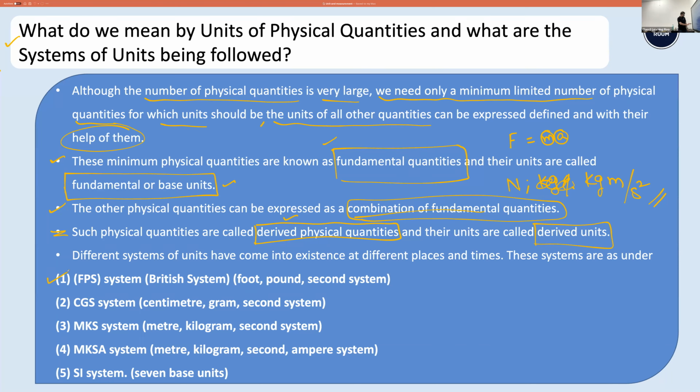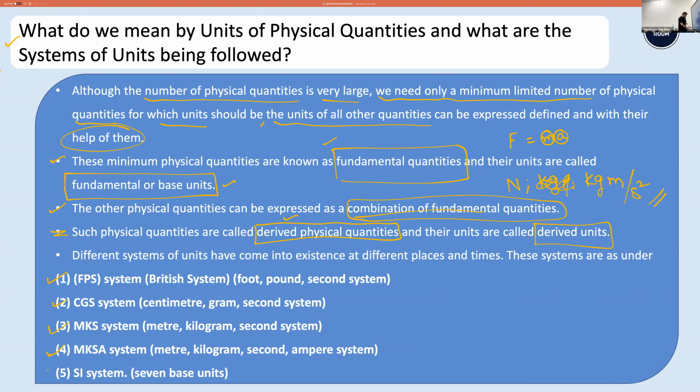There is another system of units called CGS. What does CGS stand for? It's very simple. First is always length, second is mass, third is time. So C stands for centimeter, G stands for gram, and S stands for second. Then you have MKS. M is measured in meter, K is for kilogram, and S is for second. Then you have the MKSA system, which is meter, kilogram, second, and ampere.